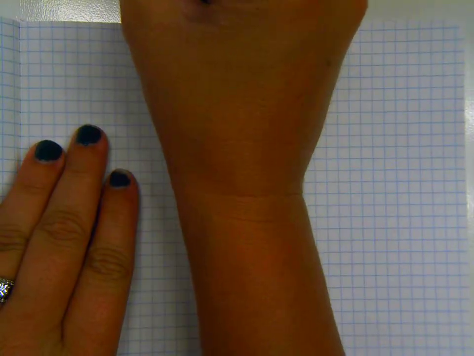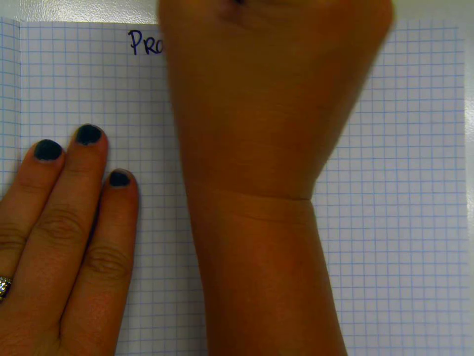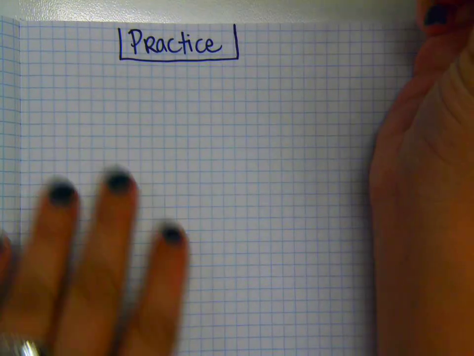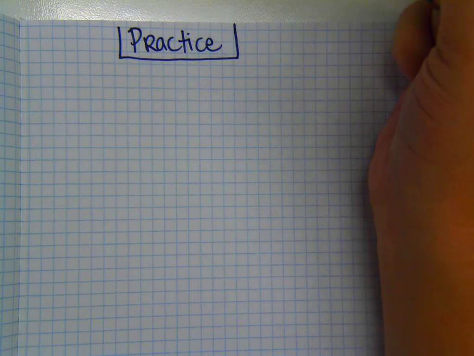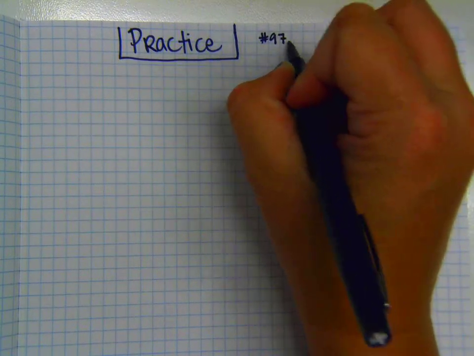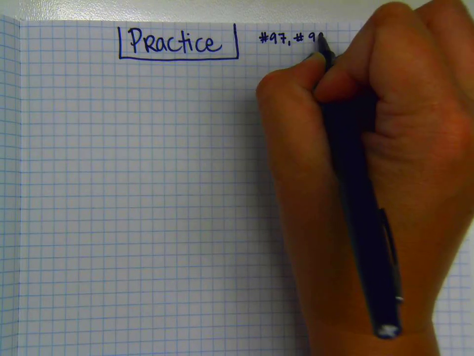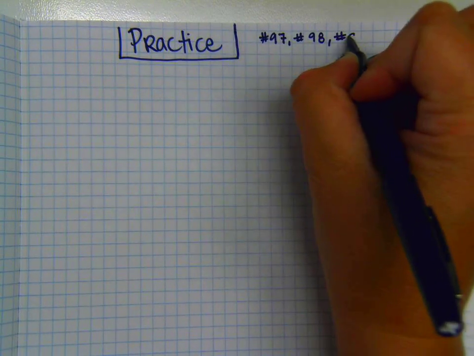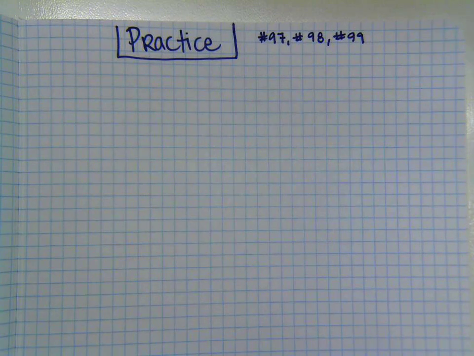For tonight's homework, we're going to be doing some practice problems. So let's put practice on the top. And to make it a little easier for us teachers to know which problems this is, let's go ahead and write number 97, 98, and number 99. And this is on page 17.